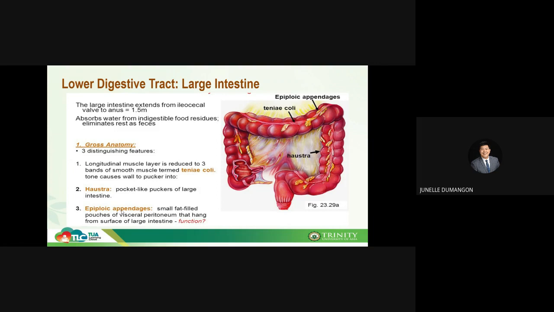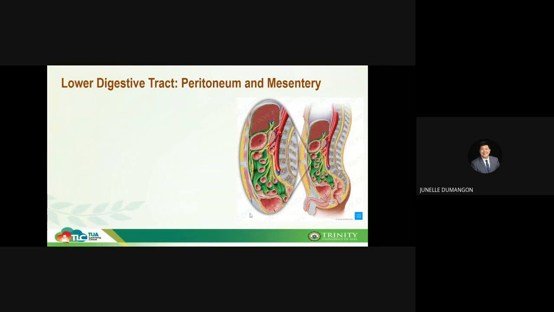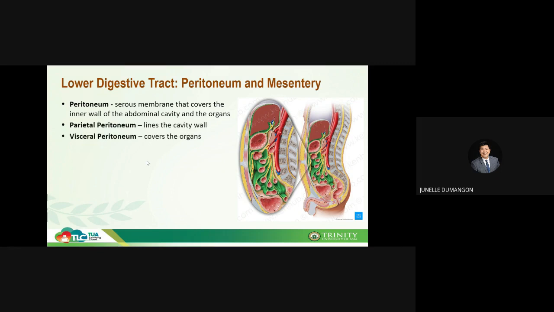Epiploic appendages. Okay? Lastly, let's talk about the peritoneum. Kasi minention ko kanina si peritoneum. Si peritoneum is a membrane that lines or covers the walls of abdominal cavity. If you still remember yung image ng balloon, tapos yung kamay, sinuot doon sa balloon, that's a peritoneum. So we have two layers of the peritoneum, the parietal and the visceral. So the parietal peritoneum, guys, is the outer wall of the abdominal cavity.